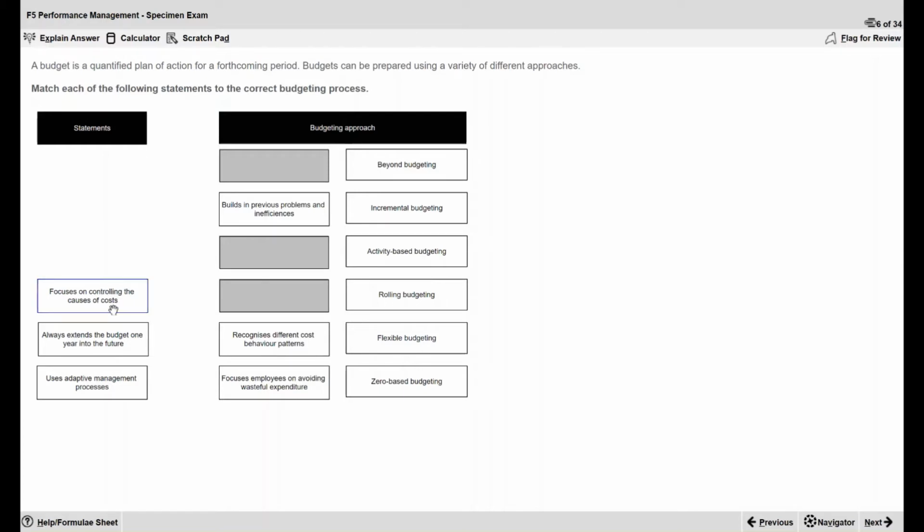Focuses on controlling the causes of cost. Cause of cost, remember, relates to activity-based costing. Yeah, so it would be very relevant here. So you can find that one word which would match it to the requirement.